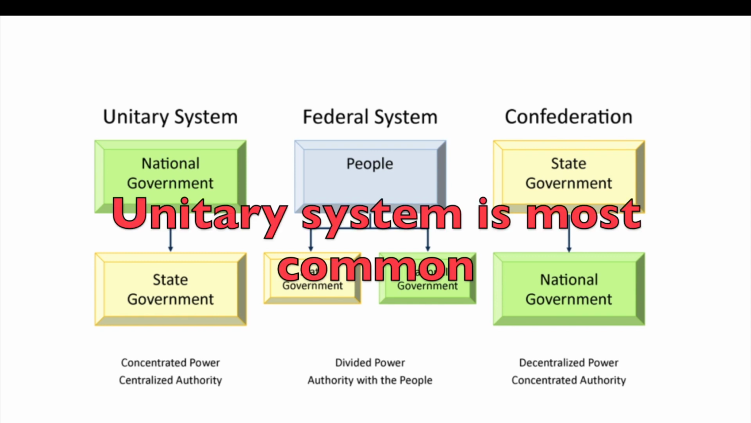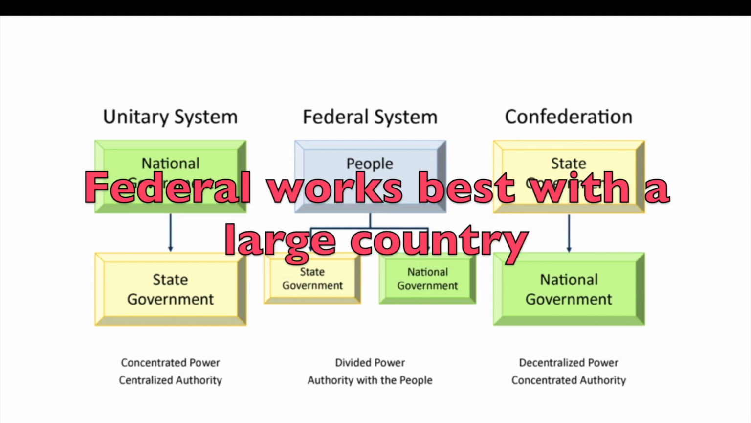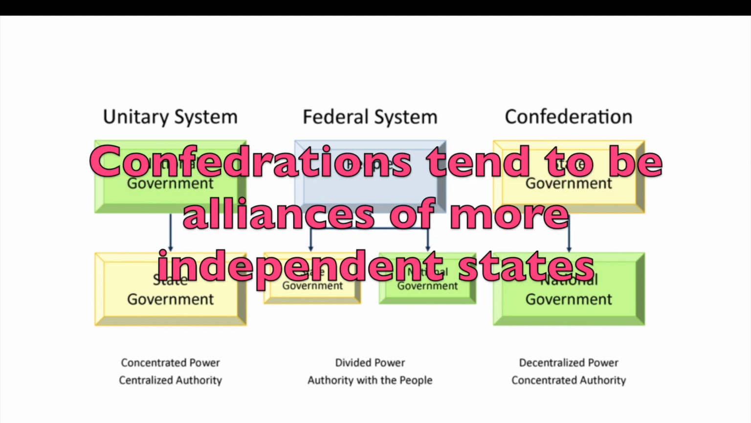So worldwide, a unitary system is the most common. A federal system works best with a large country. And confederations oftentimes are not independent countries, but alliances of countries, the European Union being an example.